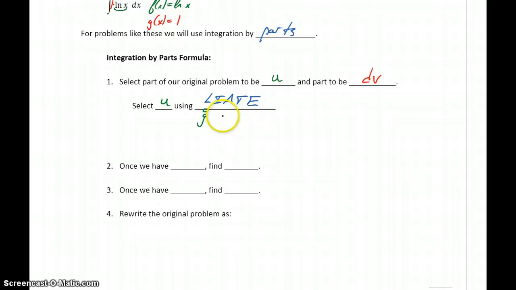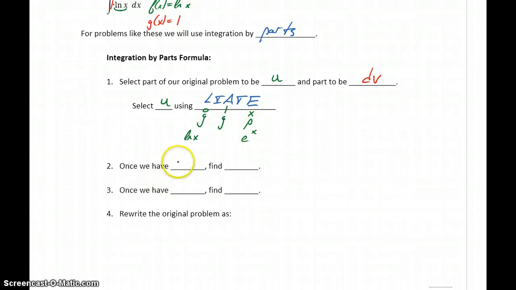I stands for inverse trig functions. We don't have to worry about that. A is for algebraic expressions. So if we have a power function or a polynomial, we'll let u equal that algebraic expression. And then our very last choice for u is an exponential expression, so something like e to the x. So our very first choice for u is a natural log function or a log function if that occurs. If there's some algebraic function, that becomes our second choice. Very last choice would be e to the x.